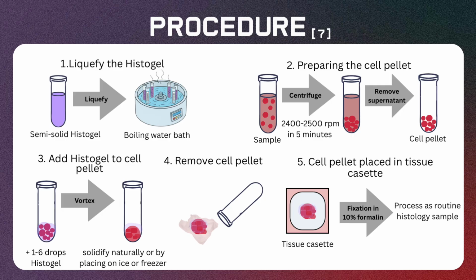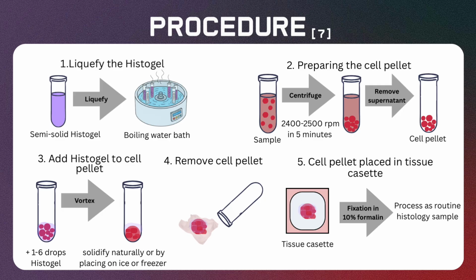Then, the third step. 1 to 6 drops of liquefied histogel are pipetted onto the cell pellet, depending on the size of the pellet. The tube is gently vortexed for a few seconds to ensure the cells are evenly mixed with the histogel. After mixing, the sample is allowed to cool to near room temperature so that the histogel can solidify. This can occur naturally or be accelerated by placing it on ice or in a freezer.